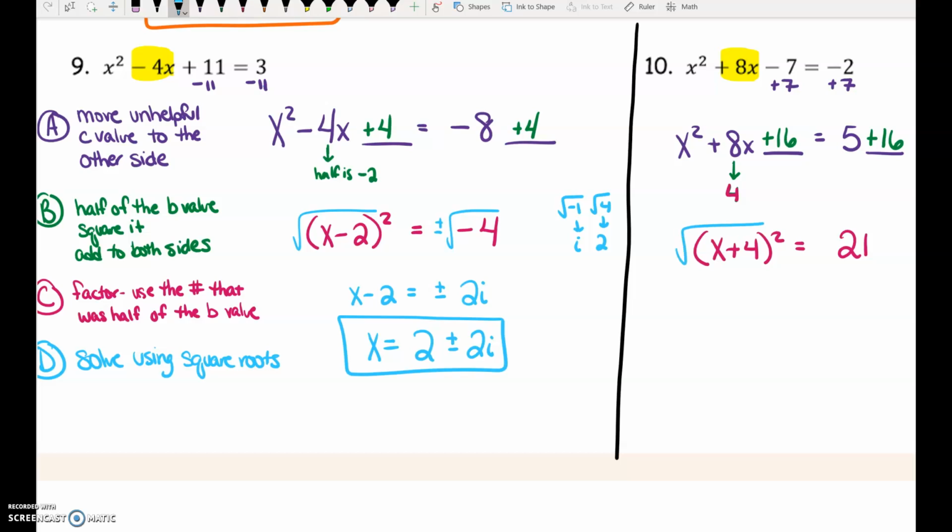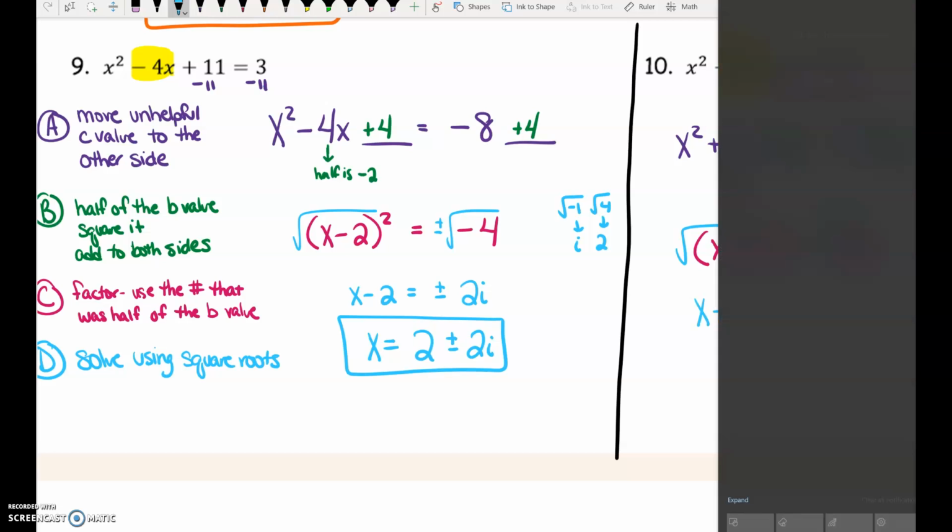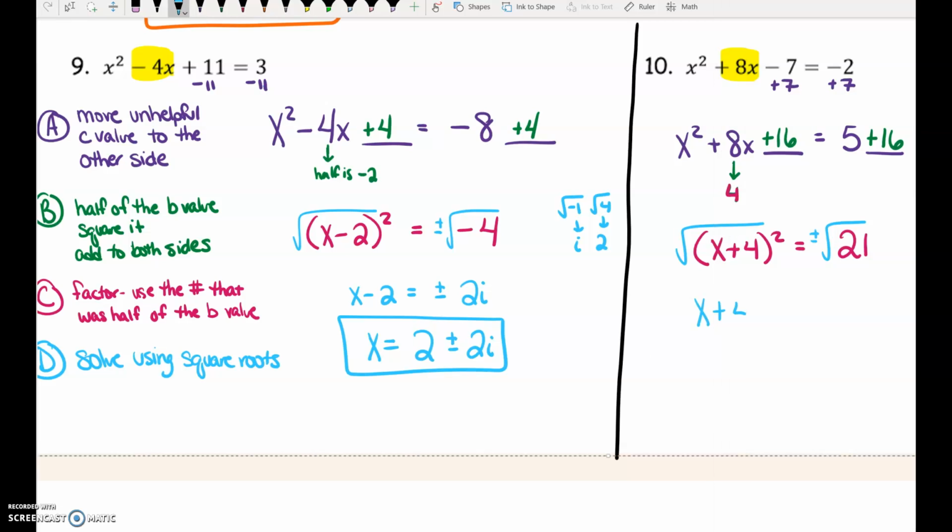Then we solve by square roots. The square root of 21, I don't think that simplifies. Subtract 4 on both sides. Your final answer is negative 4 plus minus the square root of 21.